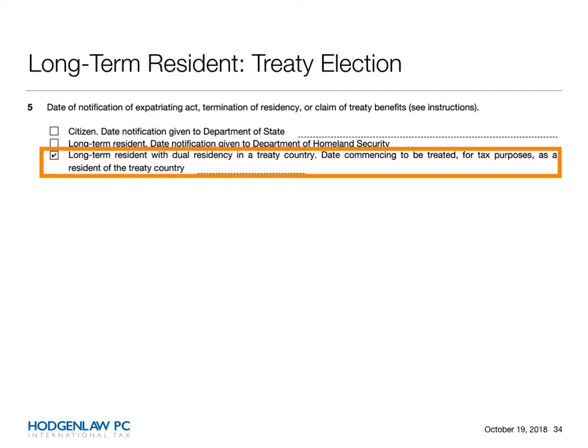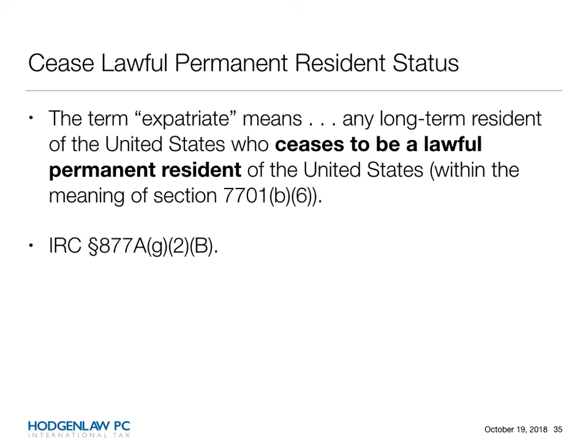So the second way for a long-term resident, again, think green card holder, to terminate that status and make an expatriation date for themselves is by making the treaty election to be taxed as a non-resident of the United States and a resident of some other country. And here from the code is what it says. Any long-term resident who ceases to be a lawful permanent resident, as defined in the code, 7701(b)(6), that is an expatriation date.